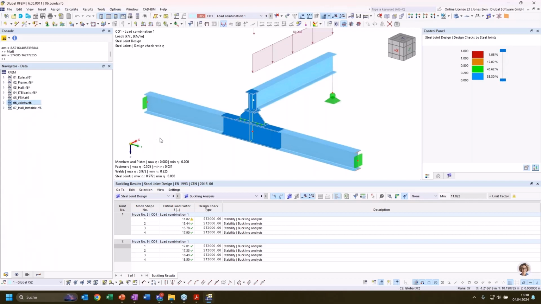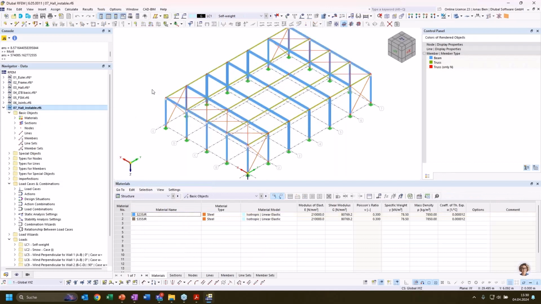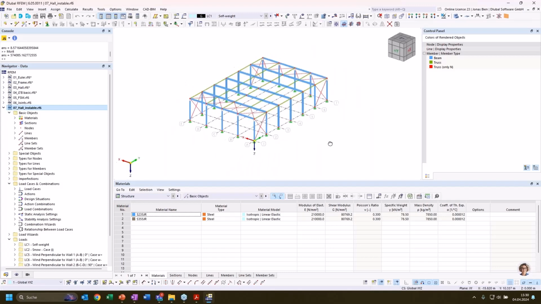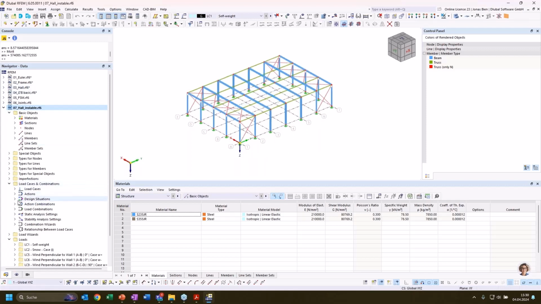Okay, then let's move to the last point. I promised to also show you how we can use the structure stability add-on to troubleshoot when we have some instabilities within our model. So I prepared another industrial hall. It's very similar to the third model, but here I reduced the number of load cases a bit, and I worked with load combinations, and I introduced some mistakes which lead to an unstable solution.